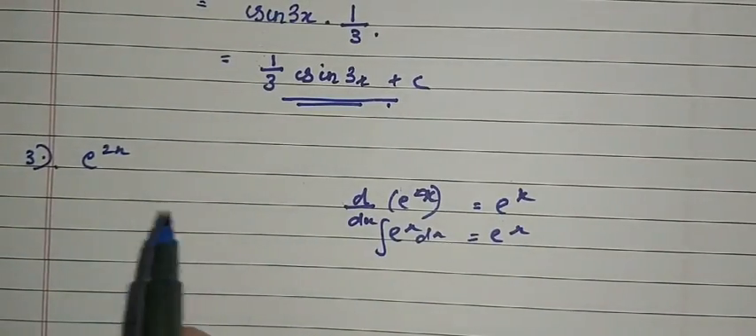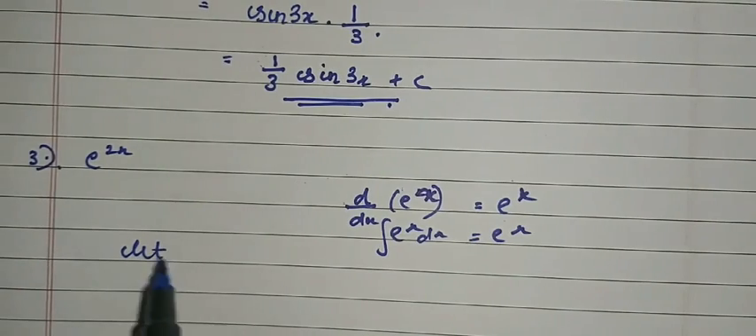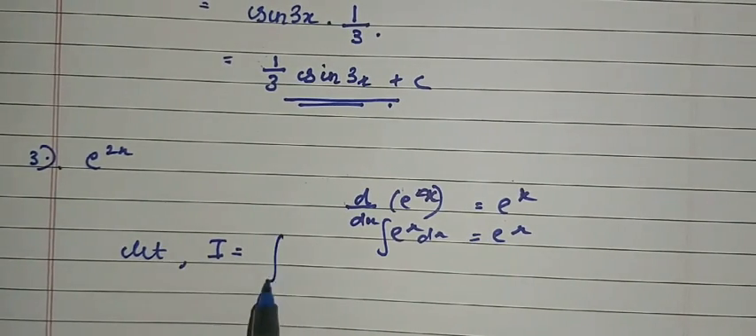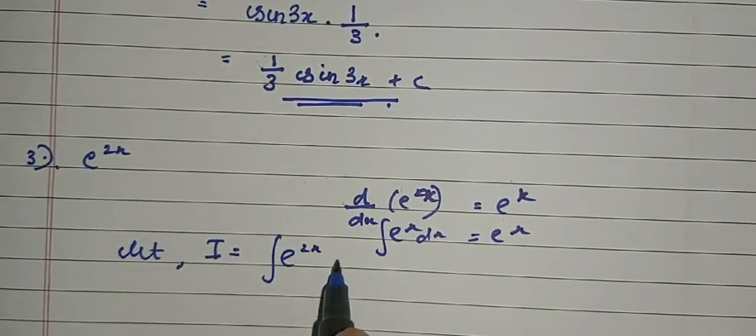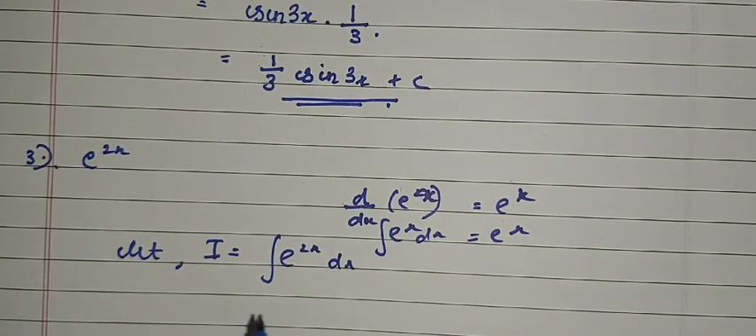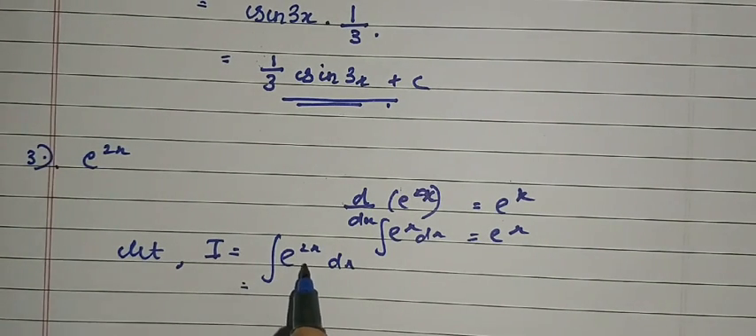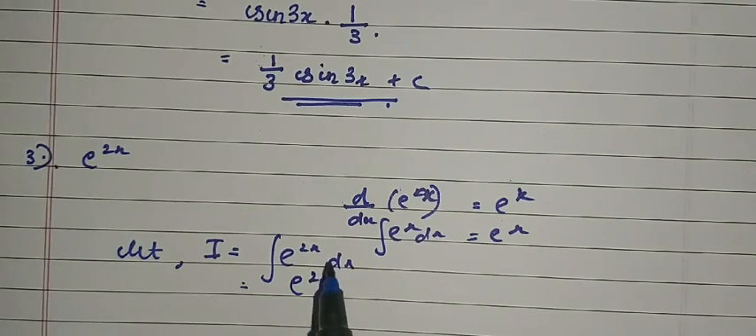So what will be the answer? Let I is equal to the integral of e raised to 2x with respect to x, dx. The integral of e raised to 2x will be e raised to 2x itself, but we should integrate this 2x also. There is one function inside another function, so we should integrate both functions. So e raised to 2x into the integral of 2x.